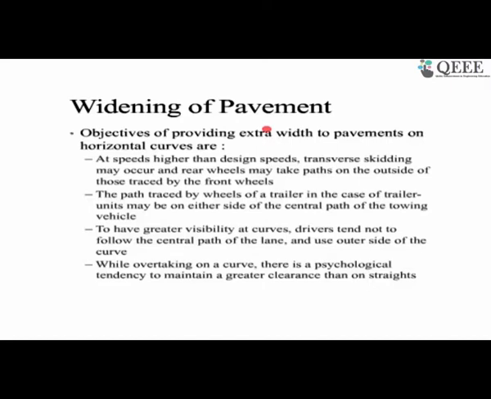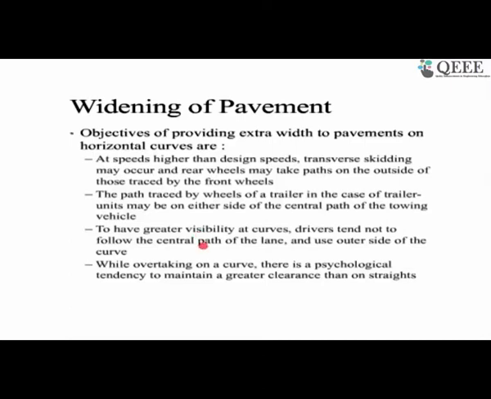Already I told you that the wheel paths tracked by the rear wheels are not the same. Basically the path traced by the wheels of a trailer, in the case of a trailer unit, may be on either side of the center path because it can skid on the left or right. Also, as a driver, to have greater visibility, they tend to go on the outer side of the curve, and in that process they are using the additional width. Apart from that, this is for psychological comfort and other parts.